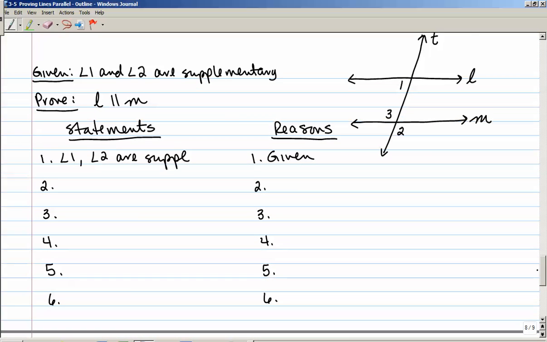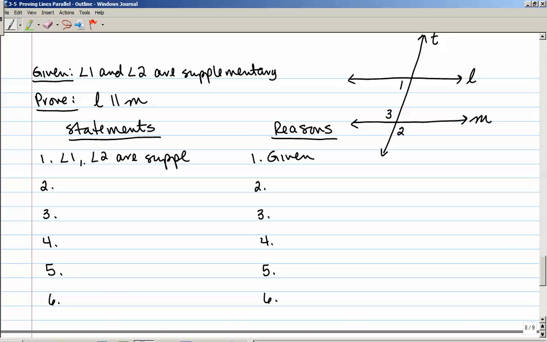And our last example here is a proof. So we are given lines L and M cut by transversal T, and we're not told that L and M are parallel to each other, but actually that's what we have to prove. But we are told that angle 1 and angle 2 are supplementary. Now looking at this diagram, angle 1 and angle 2 do not create any of our special angle pairs. They're not alternate interiors, alternate exteriors, corresponding, or consecutive interiors. They're just two random angles. So let's see where this proof takes us.